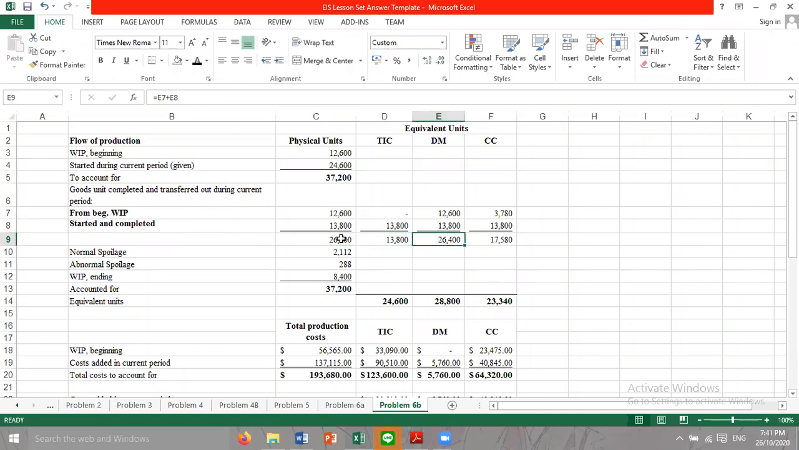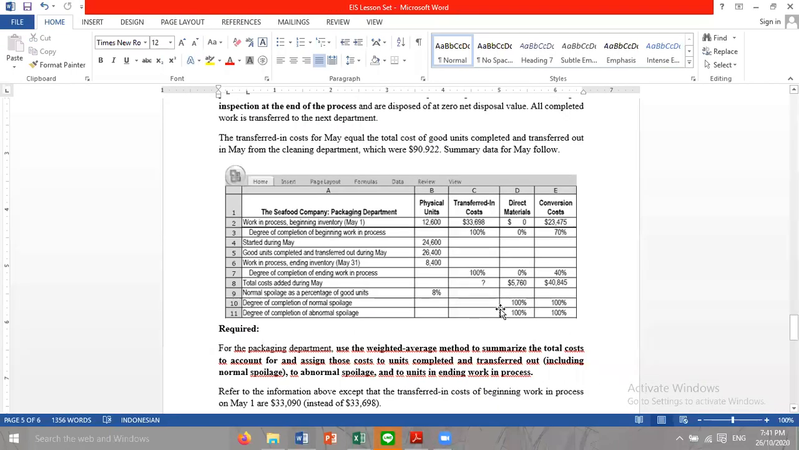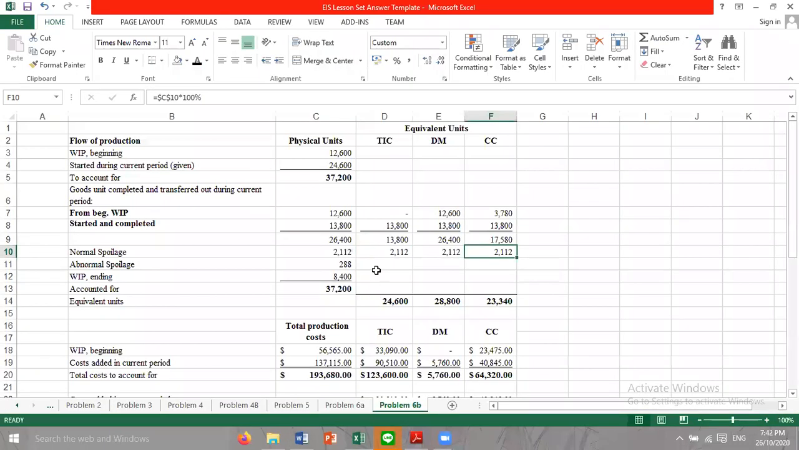30,800 in equivalent units, 26,400, and 17,580. Then, once again, like before, we need to differentiate the good units and the normal spoilage and abnormal spoilage. Same principle like the previous one. We multiply the physical units with the degree of completion to find the equivalent units. Transferring cost is 100%, and direct materials is also 100% in this case. Conversion cost is also 100% in this case. We follow this table here provided, 100%. Same thing for abnormal spoilage, 100%, 100%, 100%.